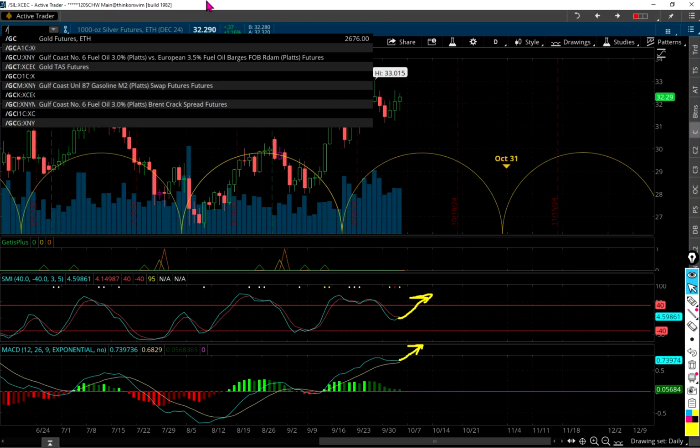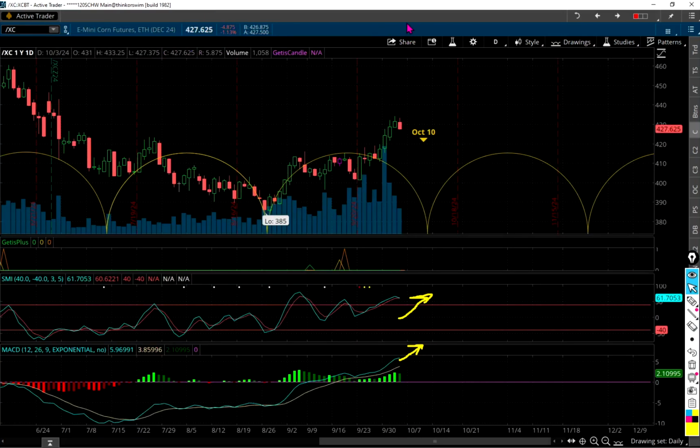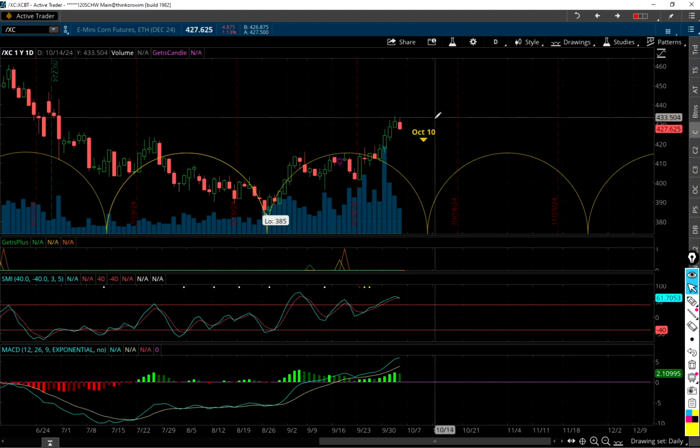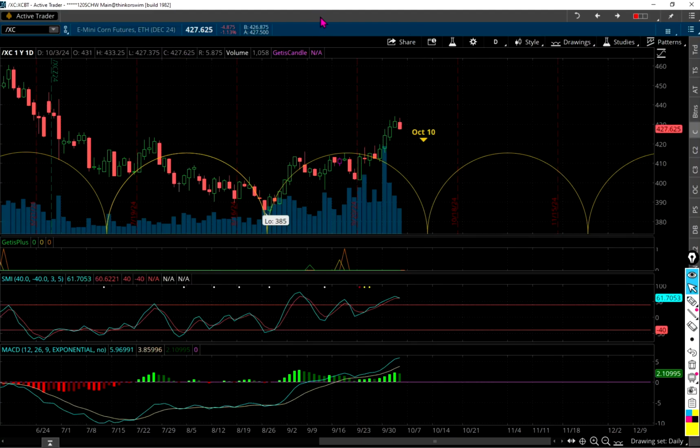Okay, we did gold. Let's do corn. Corn pulling back just a little bit. Today was a pullback day. Today is a red day. October 10th kind of coming into play here. Maybe we're going to see some price decline down into this cycle low. That would be expected. So that could be the start of it right there.